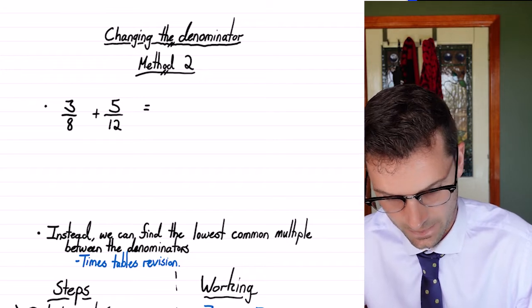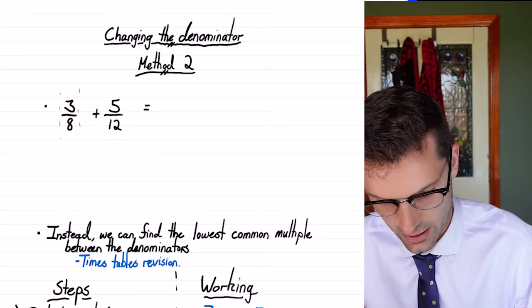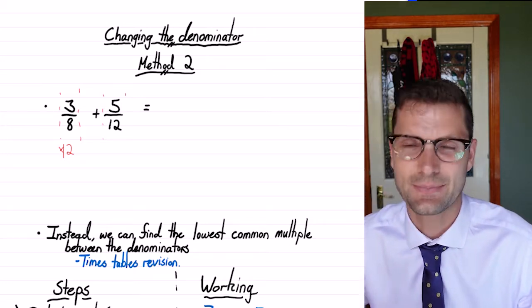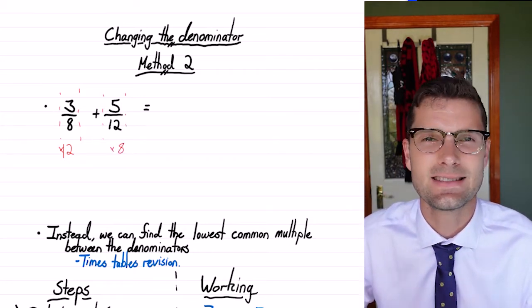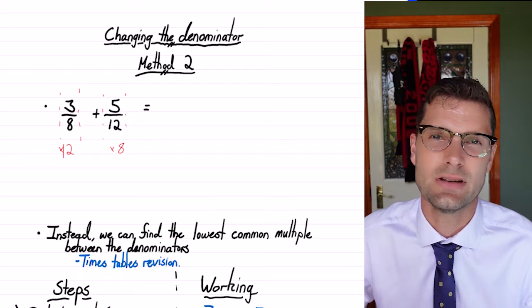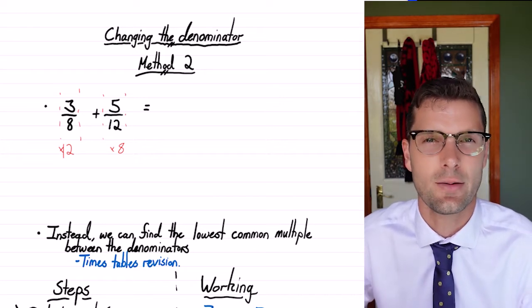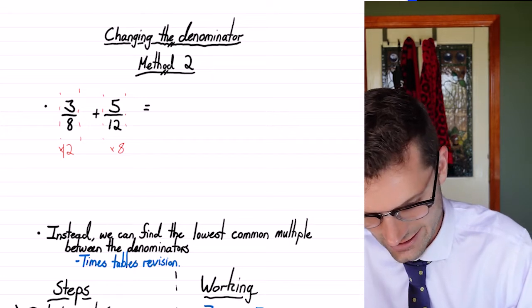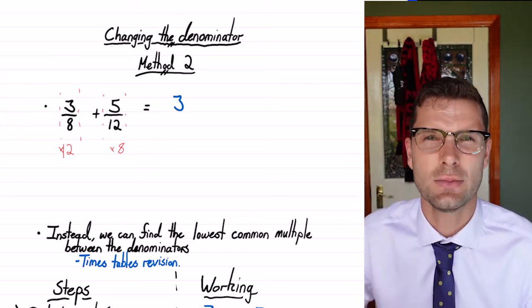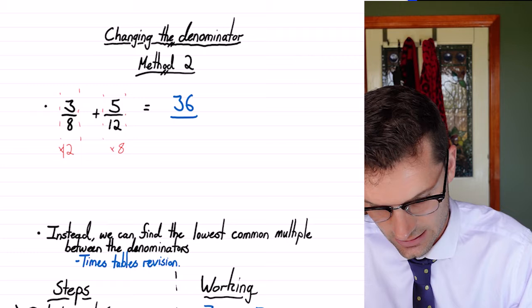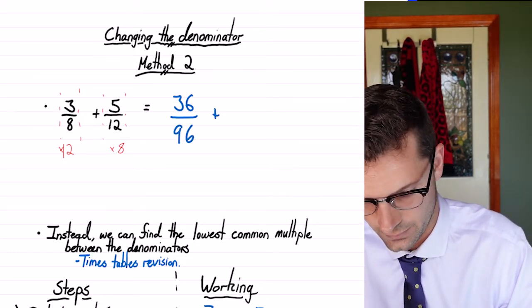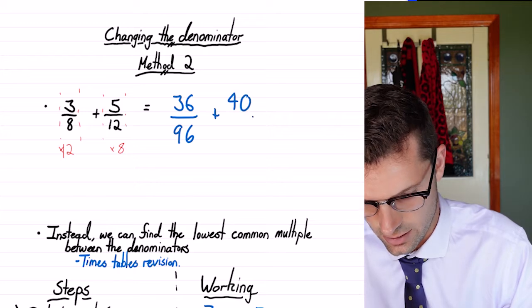So for this one here, I can multiply this by 12, and for this one I can multiply it by 8. The only thing that's a little bit tough with this is these are going to become quite big numbers, and you've got to be well on top of your timetables to get these right. So 12 times 3 is 36, and 8 times 12 is 96, plus 8 times 5 is 40 over 96.